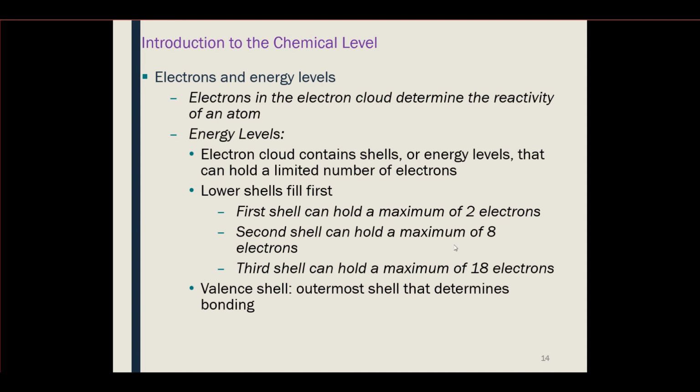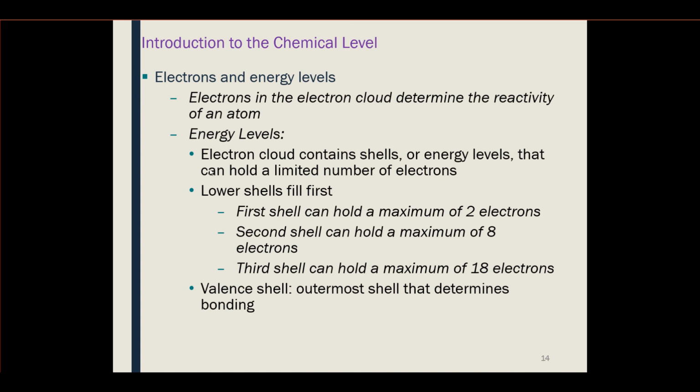For our purposes, the first couple lessons of chemistry, we're going to just kind of be hanging out right here in the first, second, and a little bit into the third shell. The outermost shell is known as the valence shell, right? And what's important there is the number of electrons in that shell. That is the shell that will determine what type of chemical reactions the atom is going to go into.